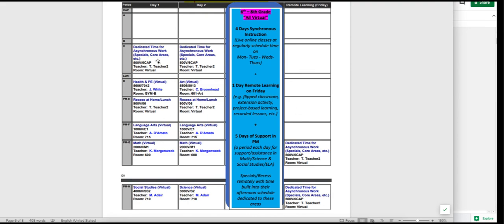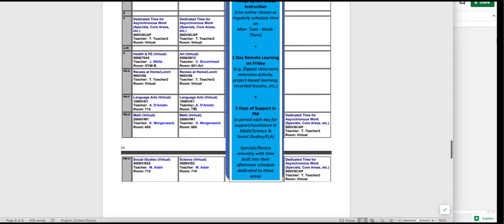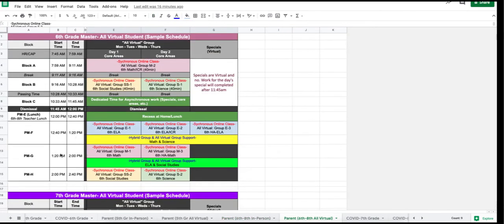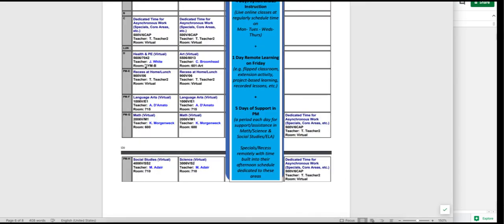Something like that. So if we look at this particular schedule, in this example, the student has all of their classes in the afternoon, so PM F, G, and H. They have language arts, math, and social studies. Then on day 2, they have language arts, math, and science. So that schedule would be right here. They're getting their afternoon instruction in this model right there. But this is what it would look like on a student schedule.